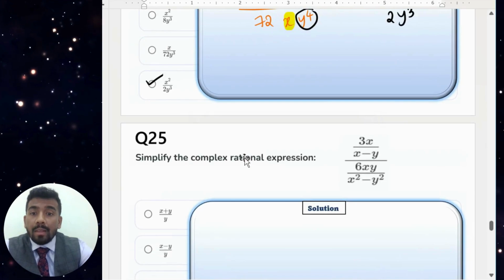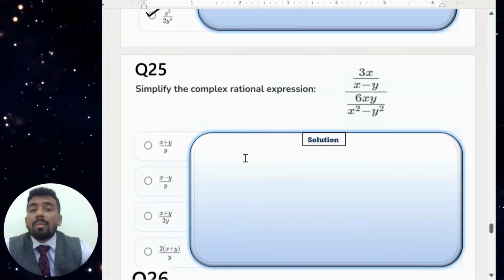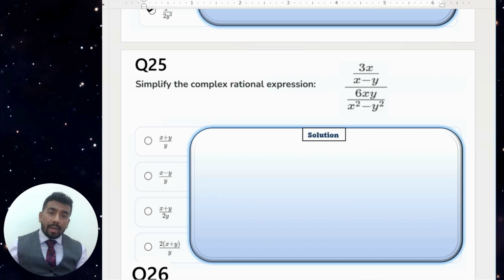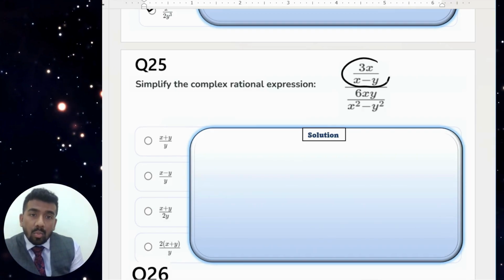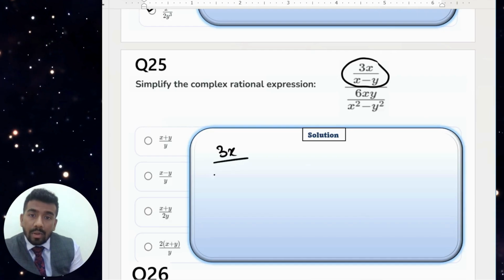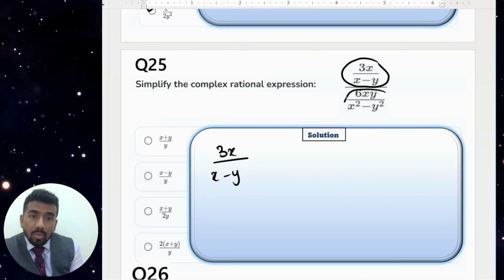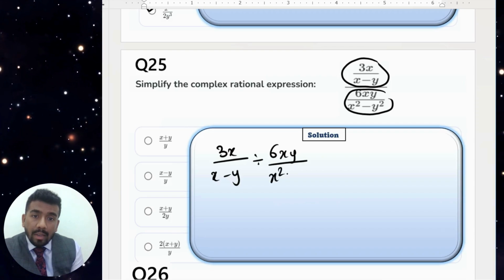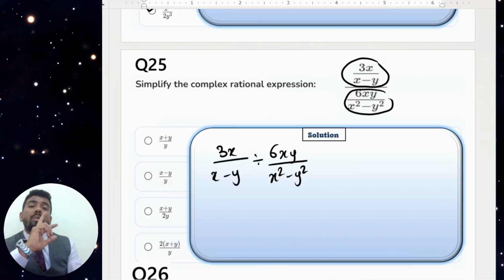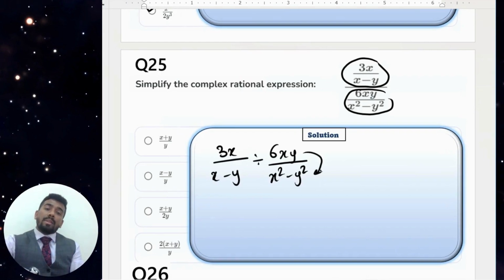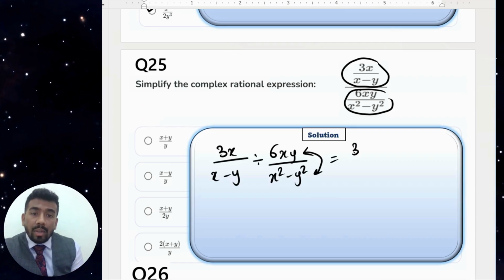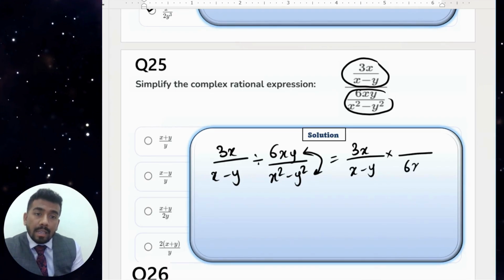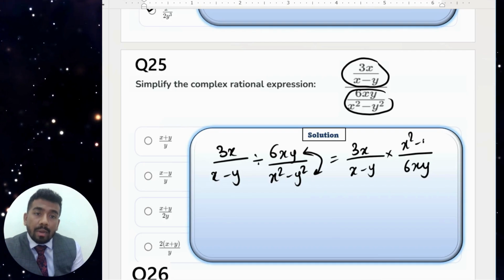Okay. Let's go to the next one. Again, simplify the complex rational function. Okay. So whenever you have over, I'd prefer to split it up. Take this one, 3x over x minus y, and this one separate. Put it like this: divide and write 6xy over x square minus y square. Now again divide, I don't like it, put times and flip this thing. So what you will have: 3x over x minus y times 6xy will come down and x square minus y square comes out.